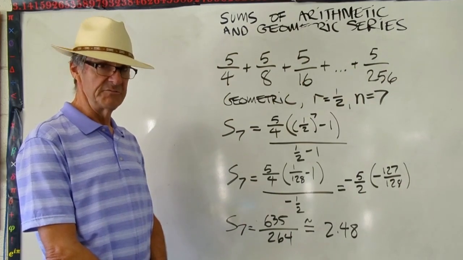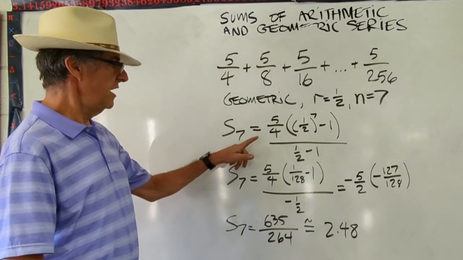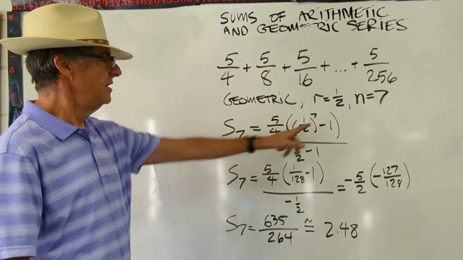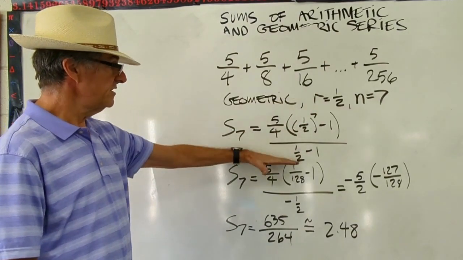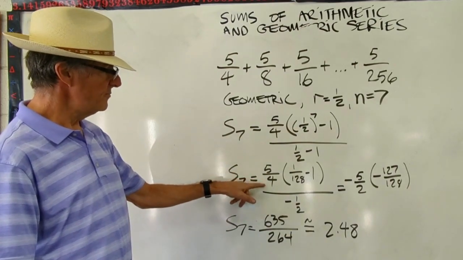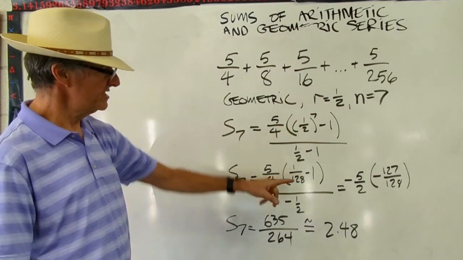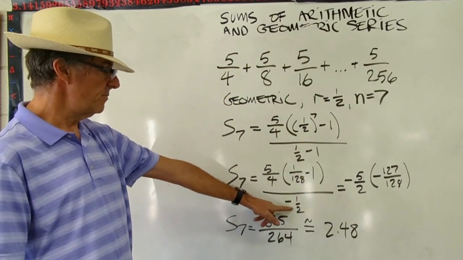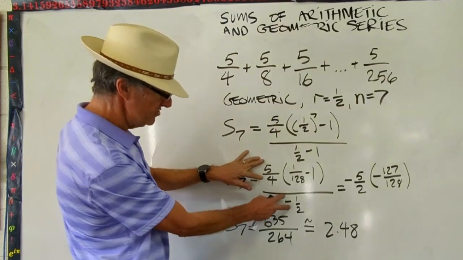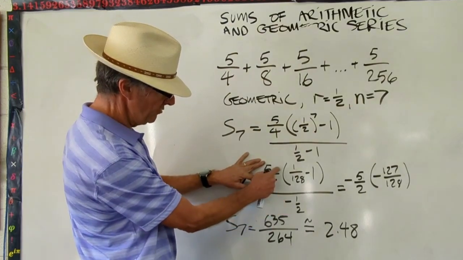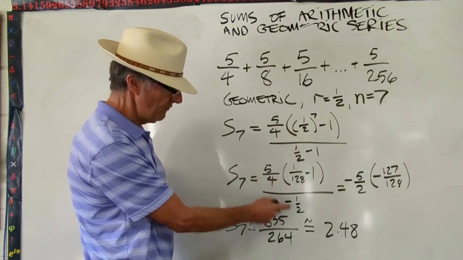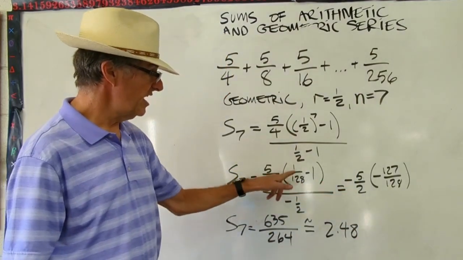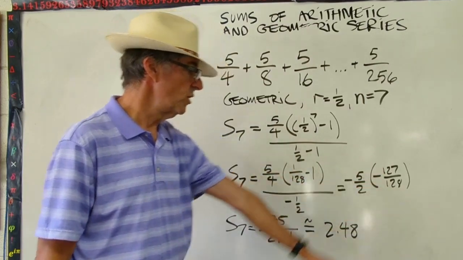Let's see how you did with this one. So I went ahead and did my plug-in step there with my 1/2 for my r, my first term, and my number of terms there. Working that through from the plug-in step, I've manipulated my fractions here. 1/2 to the 7th is 1 over 128 minus 1. I have my minus 1/2 on the bottom. I took care of these two by dividing through 5 over 4 by minus 1/2, which gives me minus 5 over 2. Combining these guys, I get minus 127 over 128.